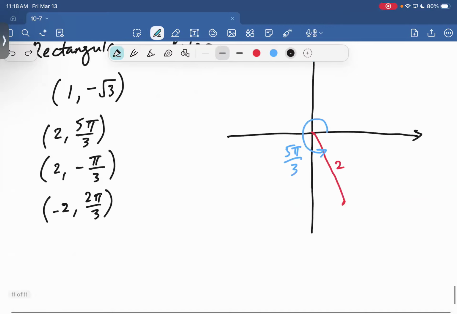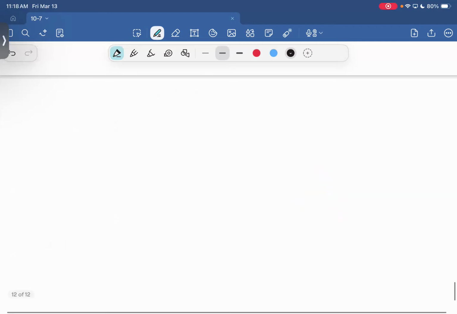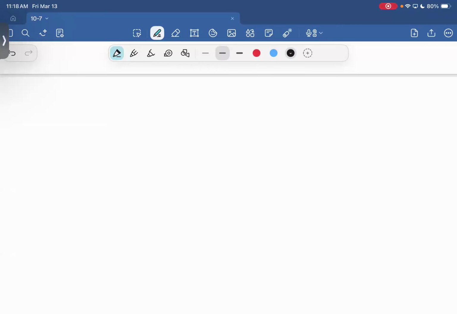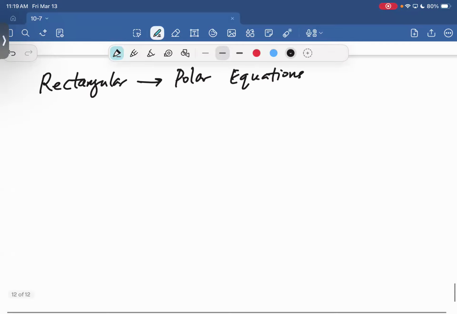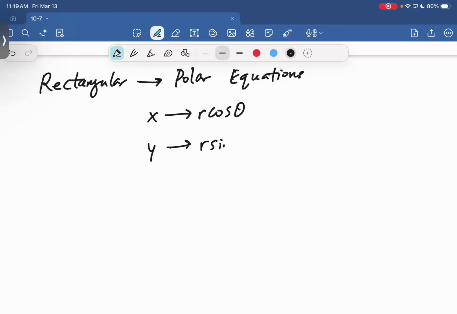All right, let me talk about the very final section because I want to get this over with, which is converting from rectangular to polar equations. So the general rule for converting from rectangular to polar is that we just need to make 2 simple substitutions. We just need to make the substitution x equals r cosine theta and y equals r sine theta.